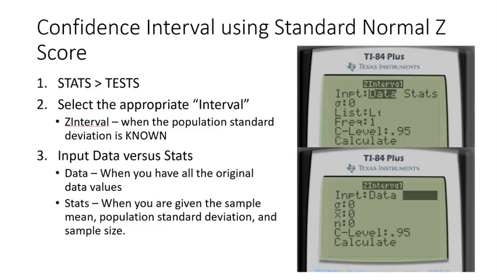Once you have the z-interval, it will give you two options. If all you have is raw data, that's when you would use this one. But most of the time, you'll know the statistics. You'll know your sigma, your point estimate, that's sample mean, and your sample size, your confidence level, and calculate.